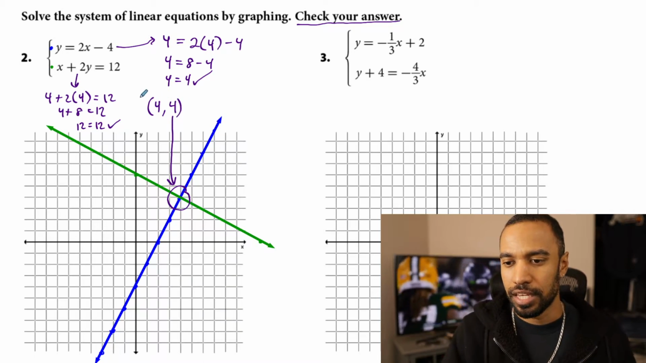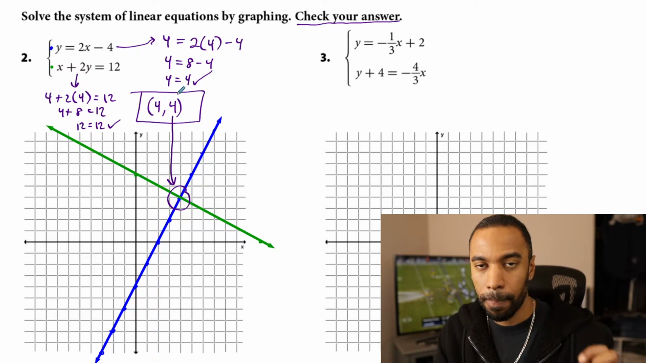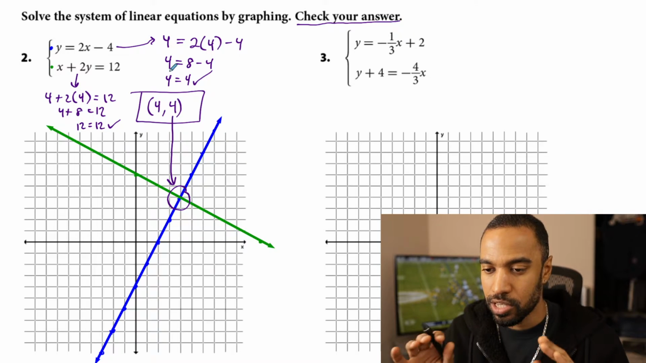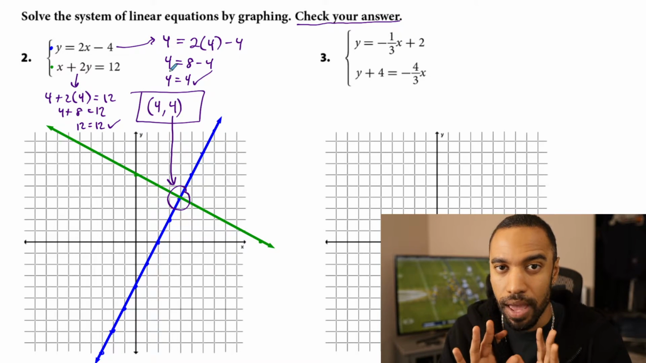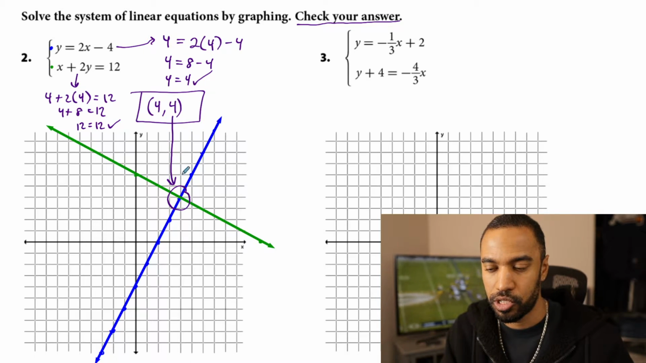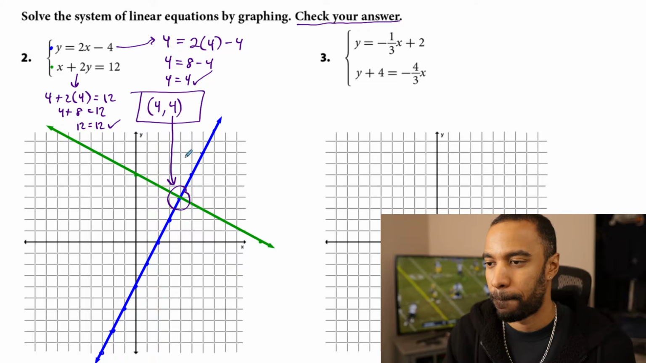So yes, this one right here is the solution to the system. I leave it as an ordered pair. I don't write x equals 4, y equals 4. I need to know that it's specifically x equals 4 when y equals 4. It's this ordered pair 4, 4. And that's the answer to number 2, and it's done by means of that graph.